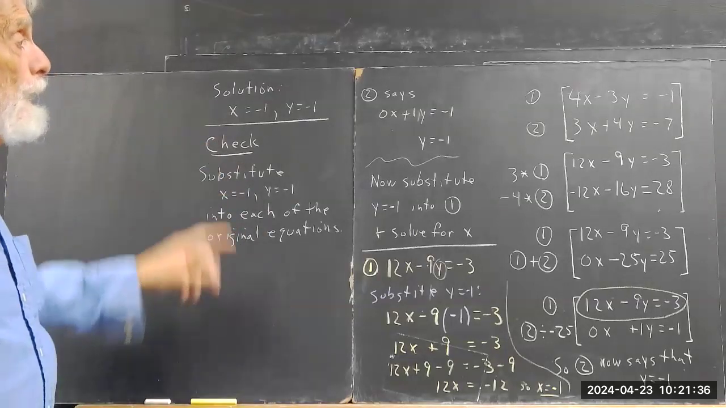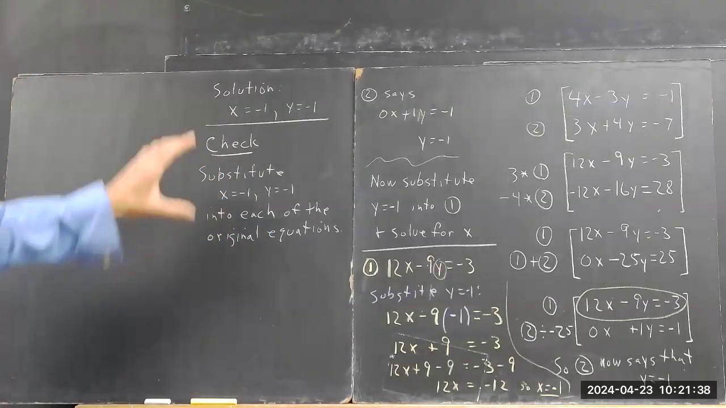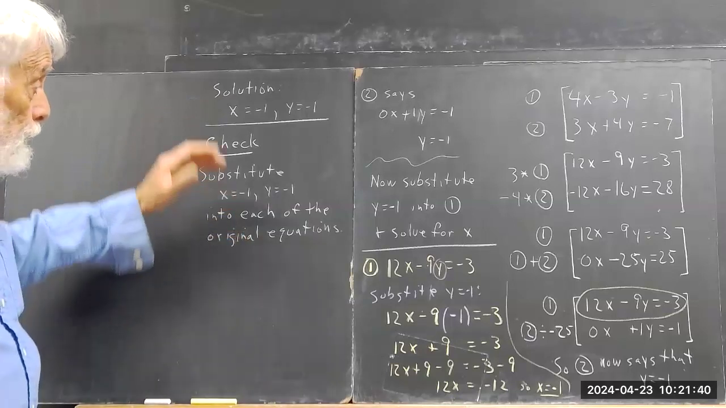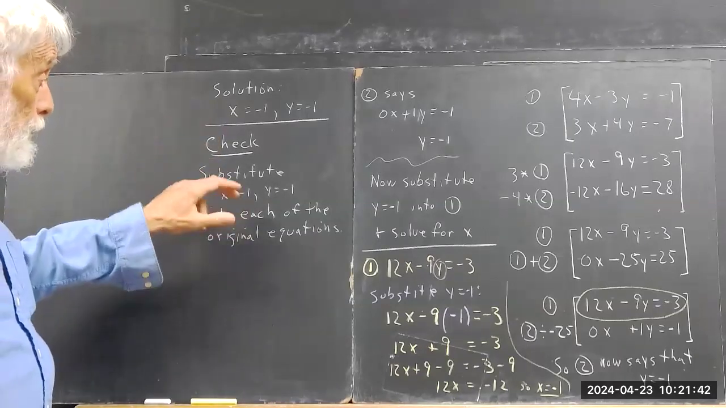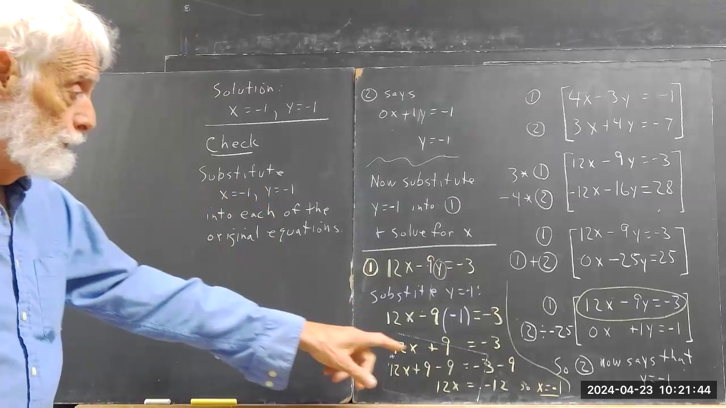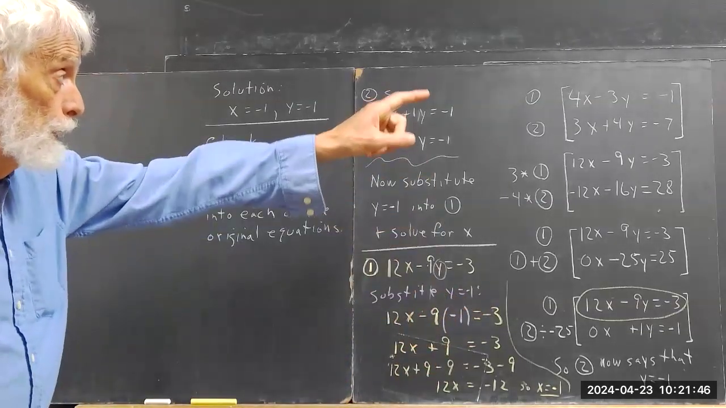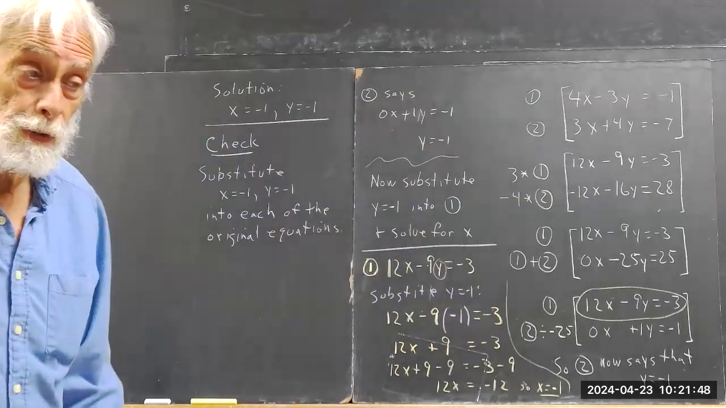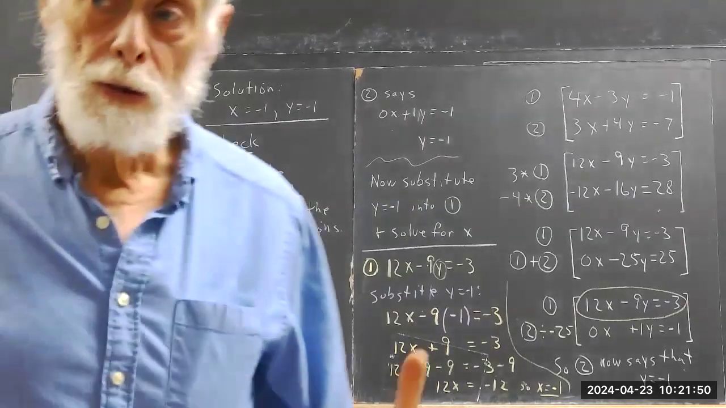But there we have it. And this has to be an automatic step. We have to know how to check. So this is what it comes down to. Take our solution. Once we get a value of x and y, put it into each of the original equations and see if we get equality on both sides.